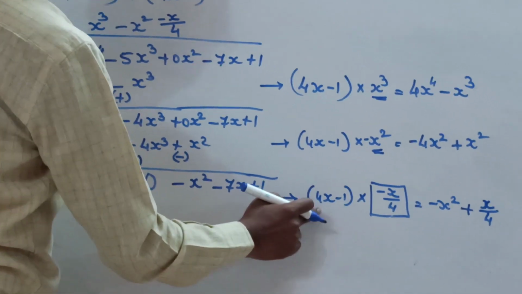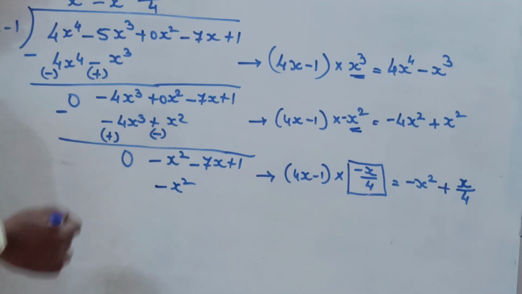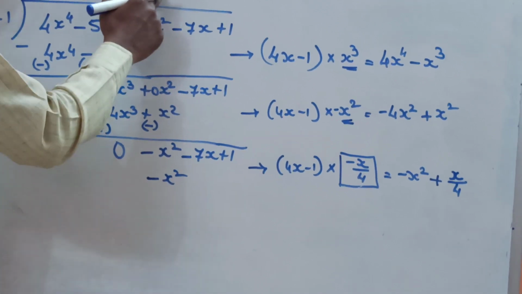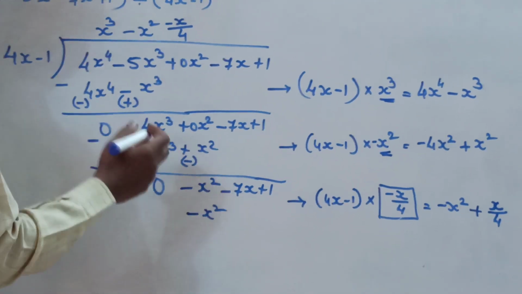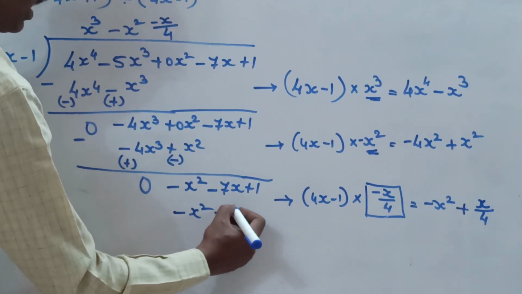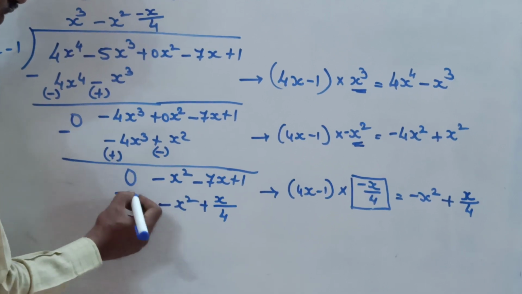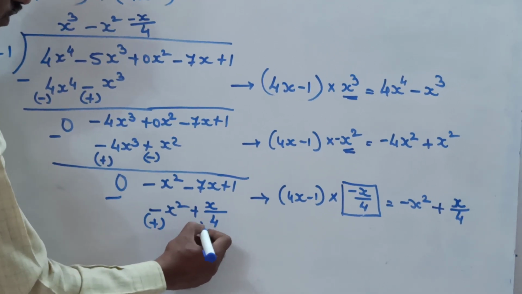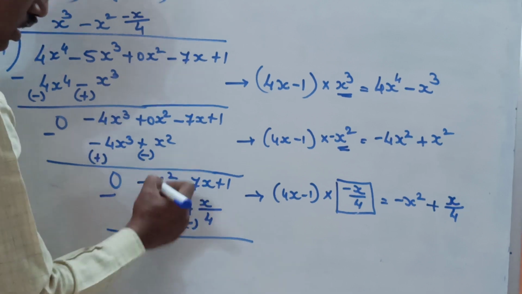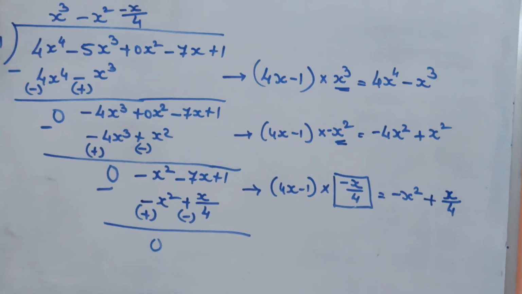Minus x upon 4 into 4x will get as minus x square. Got it? So now when we subtract, we'll get 0. And minus x into minus 1. So minus x upon 4 into minus 1, so plus x upon 4. And when we subtract, we get plus and we get minus over here. Now this is 0. Now we have minus 7x and x upon 4.